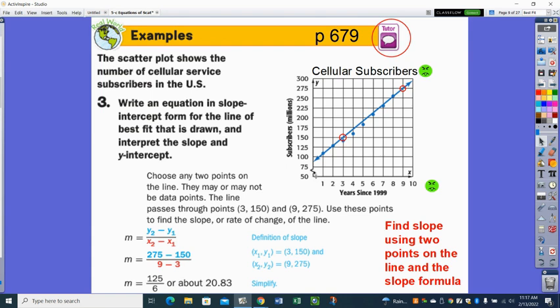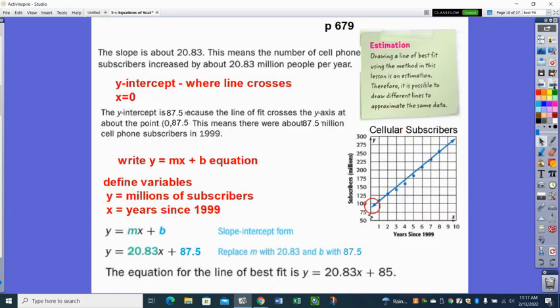So you plot and you make your scatter plot, you draw your trend line, and then you ride up your trend line, and notice that point right there would be 3,150, and that one right there would be 9,275. Notice they are not blue points. They're not data points, but they are on my line, and they are in the crosshairs. Then I would calculate the slope, and they work it out to be 20.83. They're rounding to the 100th.